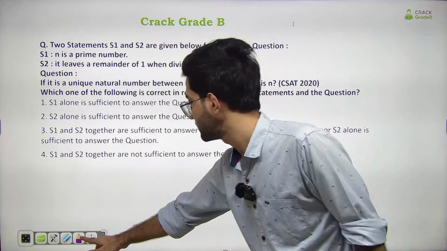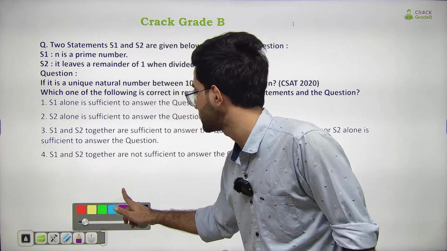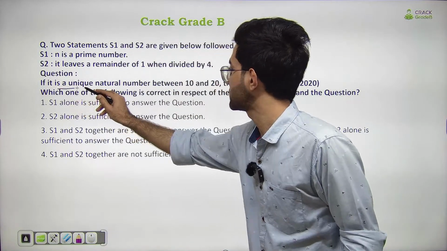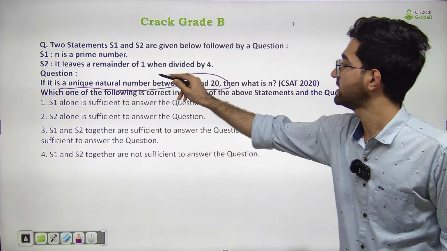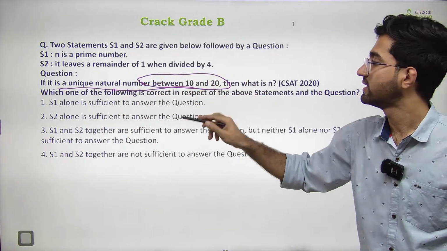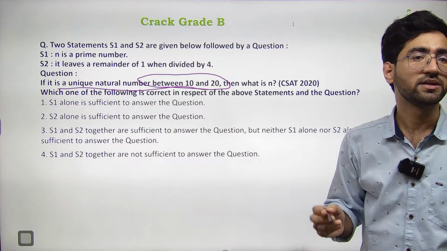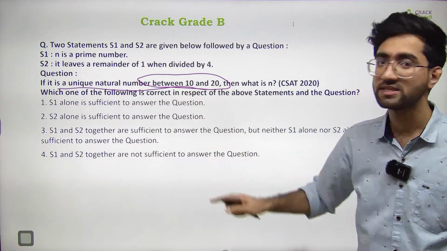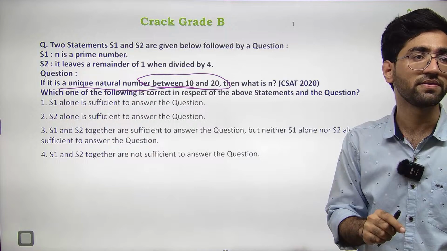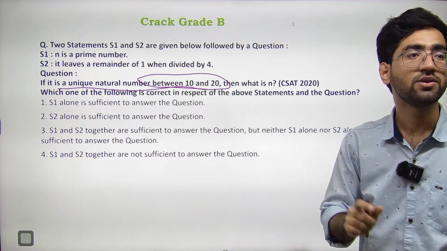If you look at this data sufficiency question, in this data sufficiency question there was an interesting data given that n is between 10 and 20. So we initially dealt with this data that the possible values of n can be from 11 to 19, right?